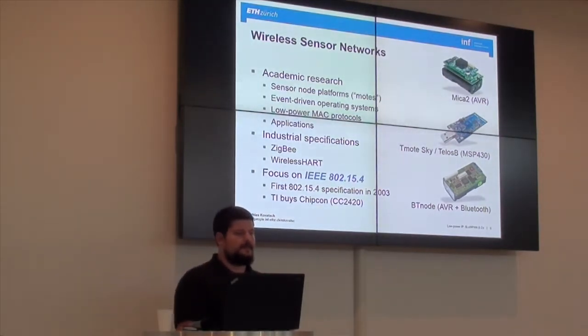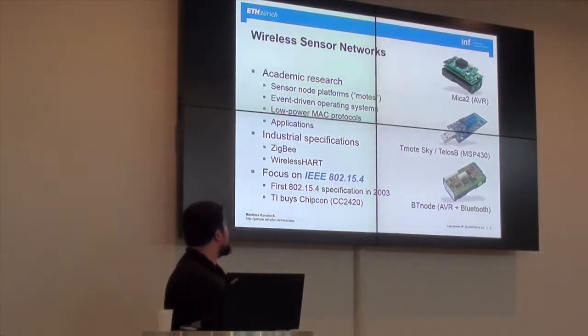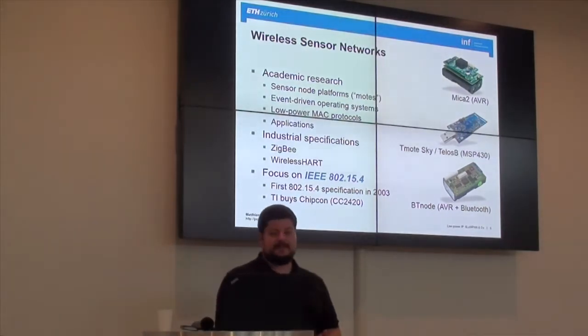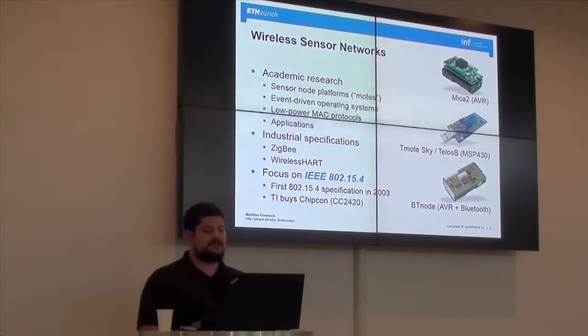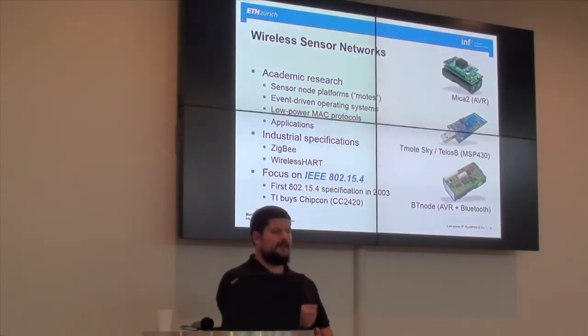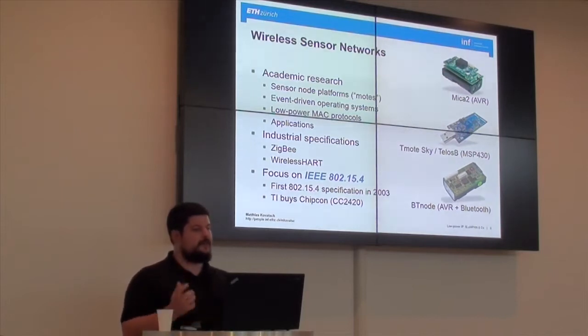There was a lot of academic research in that field. One part was definitely working on sensor node platforms. On the right you see some examples, the Mica2 for instance. TMote Sky or Telos B was one of the most used sensor nodes in research, mostly because it's pretty convenient to program. It has the USB connector, you plug it in, you can flash it, and that's it, and it connects. And so this whole ecosystem started.